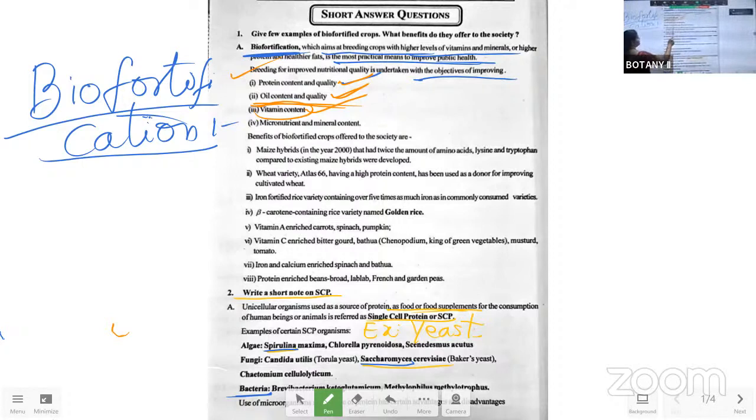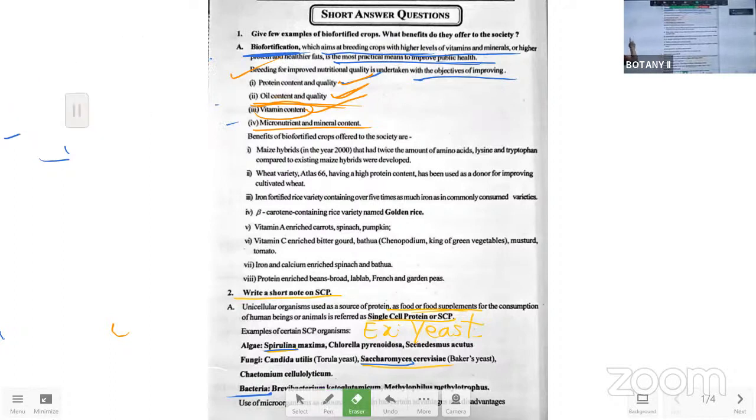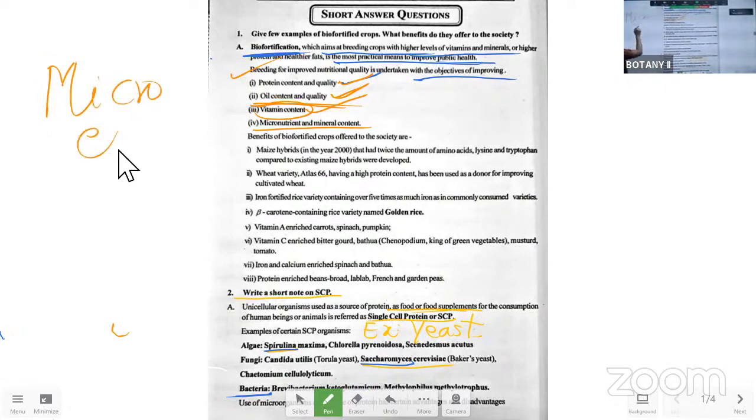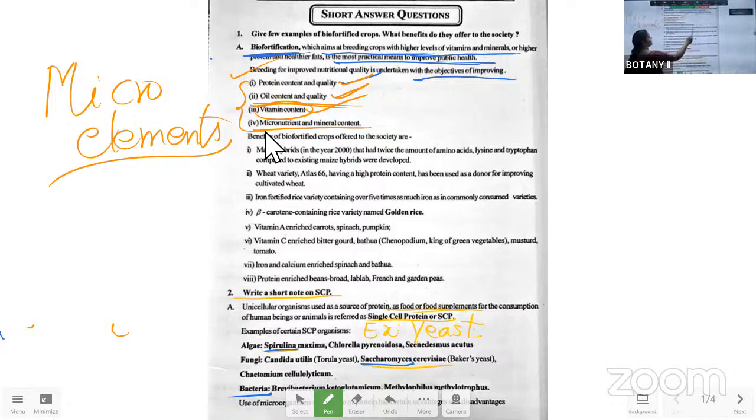Okay, so the first one is the protein content and the quality of the proteins, oil content and the quality of the oil, and the vitamins should be more, and the micronutrients and the mineral content. Micronutrients and mineral contents mean nothing but the elements that are present in the plant body. Because what we are saying, micronutrients, only the micro elements. So this is very, very important to maintain our health. So all these 4 points we have to write over there. That is the main objective, to grow the plants with these good qualities in them.